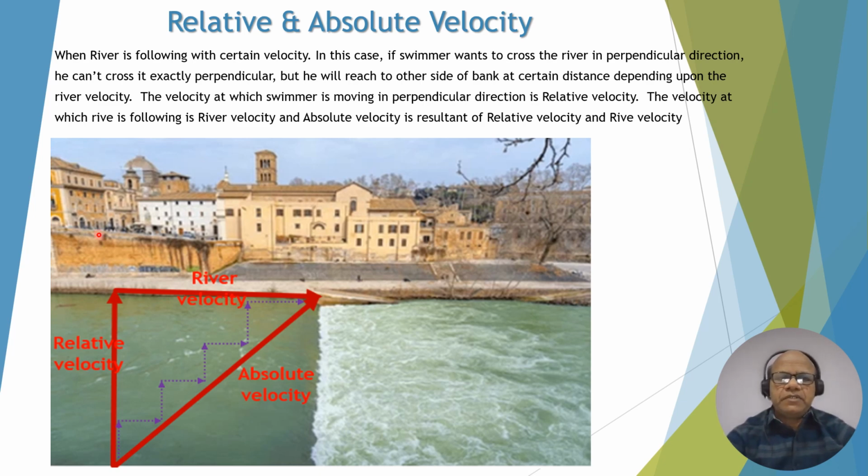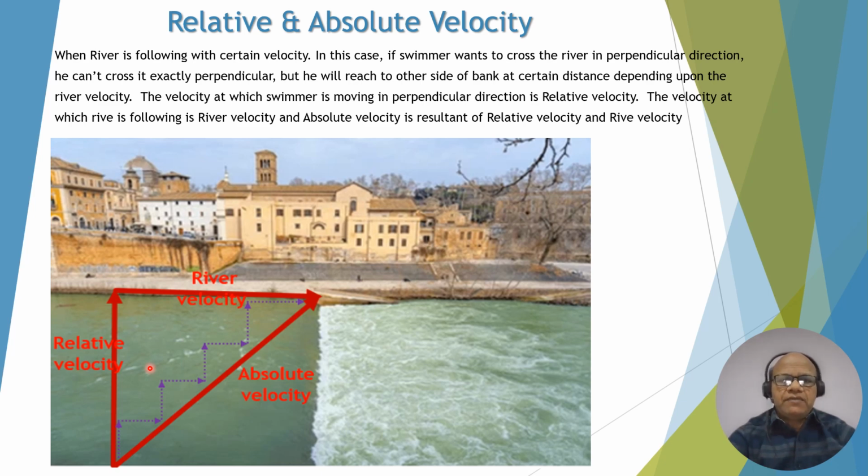Now take the case of a river which is flowing. Since there is a velocity of the water or river, now the swimmer wants to swim from one bank to another in this direction, that is the perpendicular direction. Since the water is flowing like this, there will be velocity of the swimmer in this direction also. Since there is motion in this direction, there will be relative velocity and there will be absolute velocity.